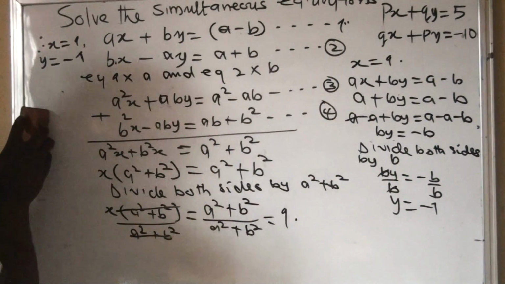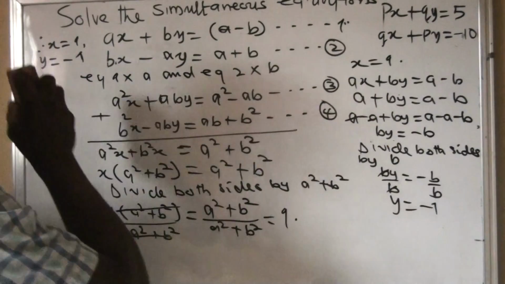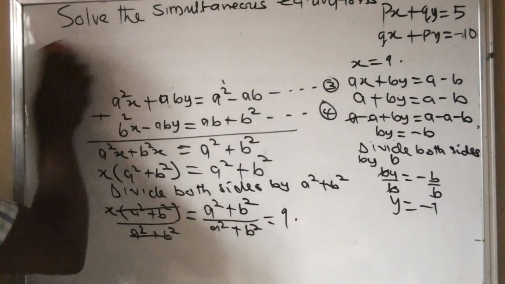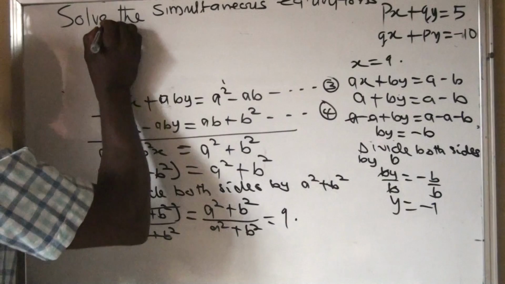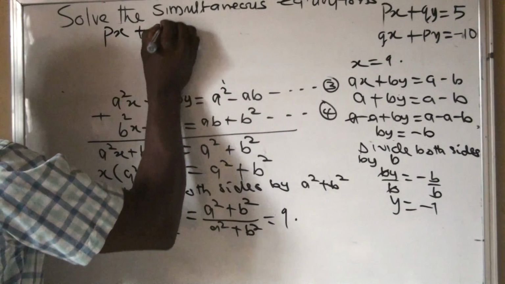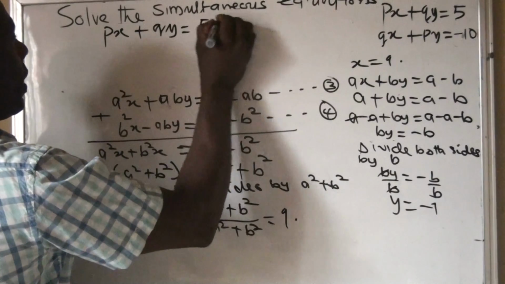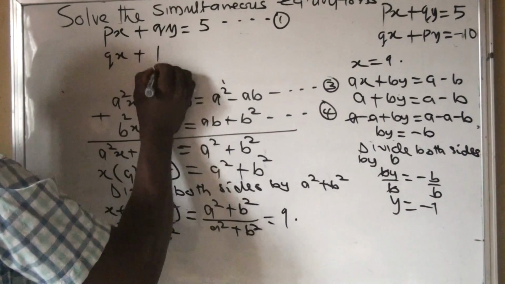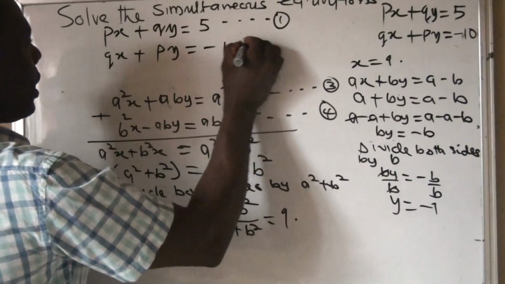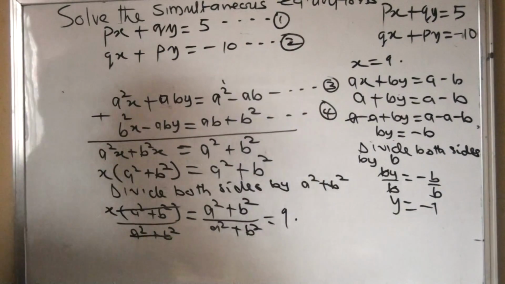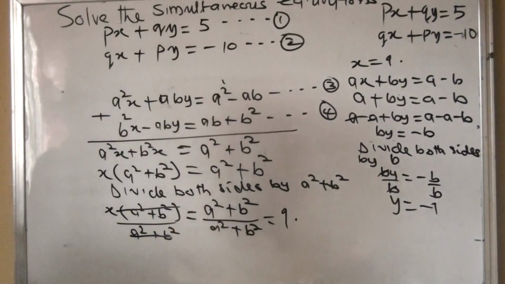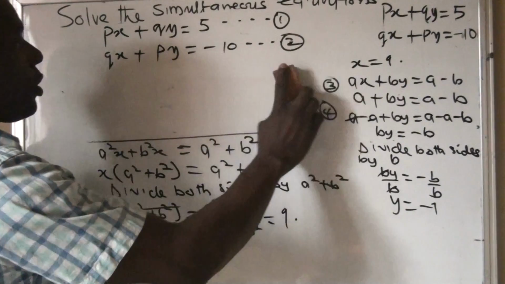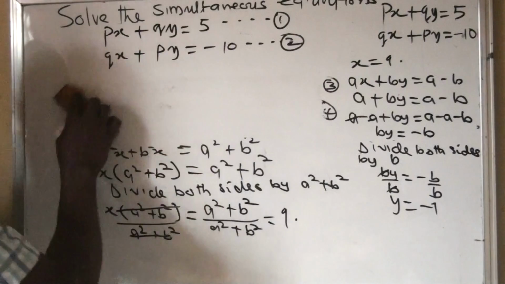Now let's look at another question that we have on the board here. px plus qy is equal to 5 as our equation 1, and we have here qx plus py is equal to minus 10 as equation 2. Okay, here we will try and use the substitution method to see how we can resolve this.